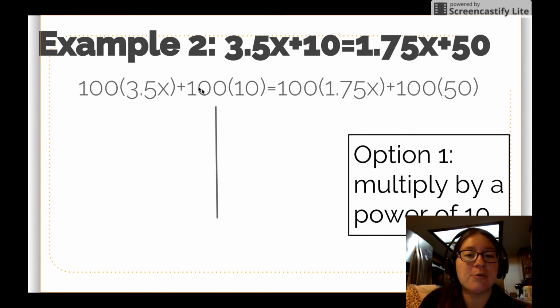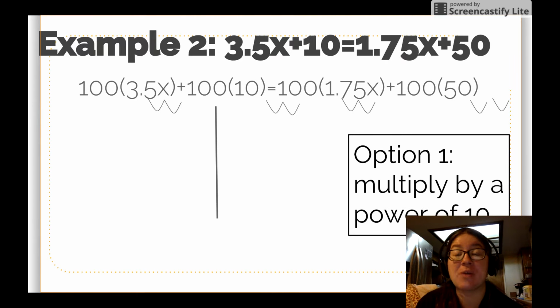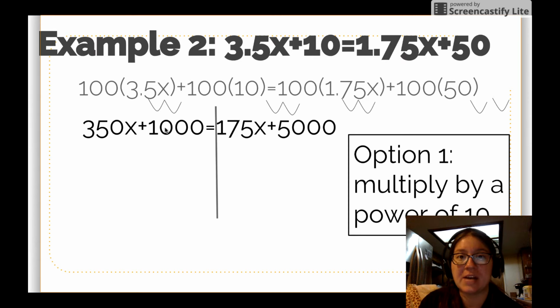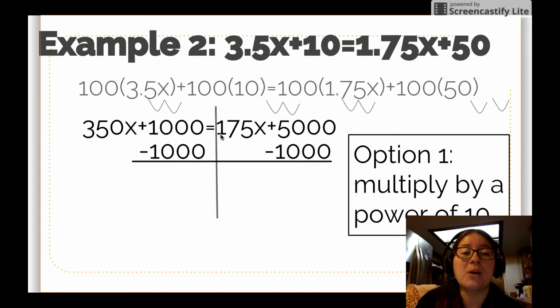Here's every single thing being multiplied by 100, even my 10 and 50, which weren't decimals. When I multiply by 100, because there's two zeros, I move two decimal places to the right. Even for my numbers that didn't have a decimal written, move two to the right. And I'll get this, 350x plus 1,000 equals 175x plus 5,000. I'm going to start now.